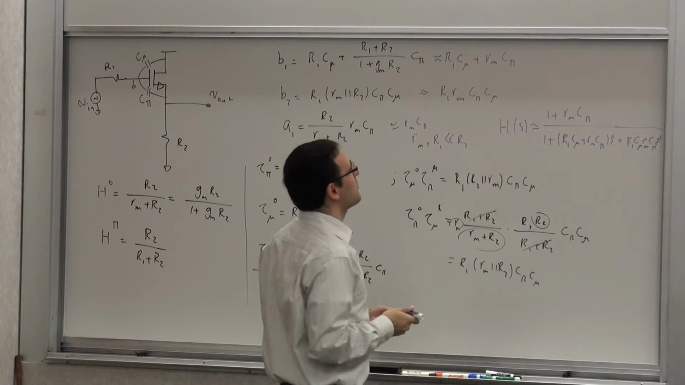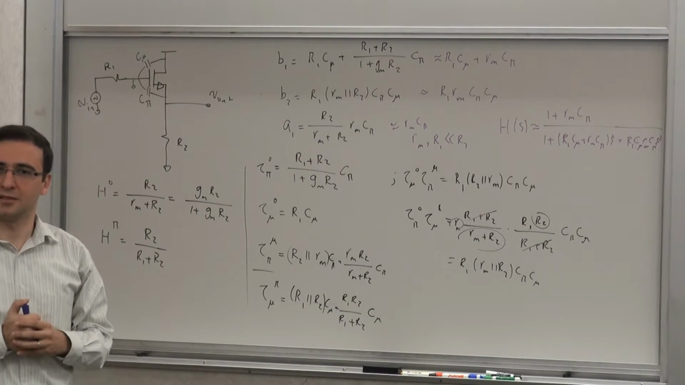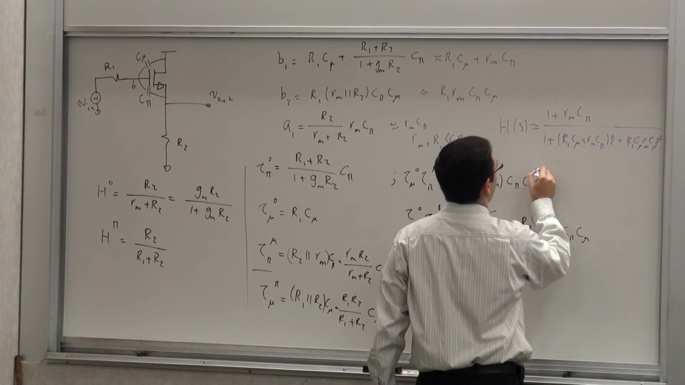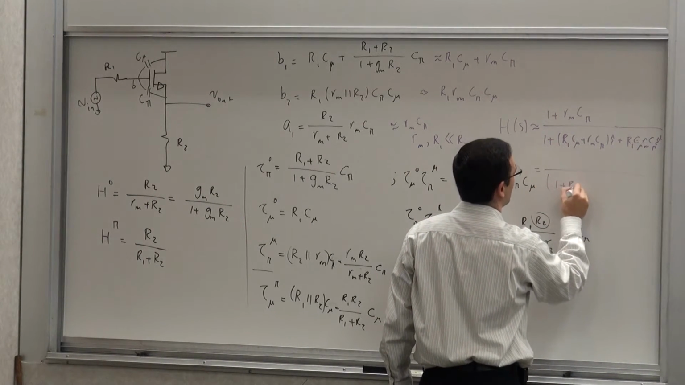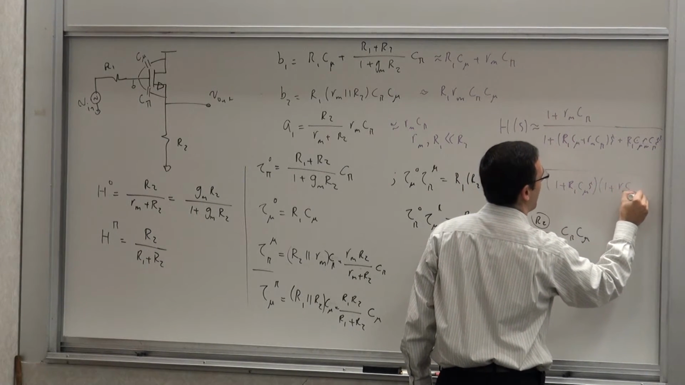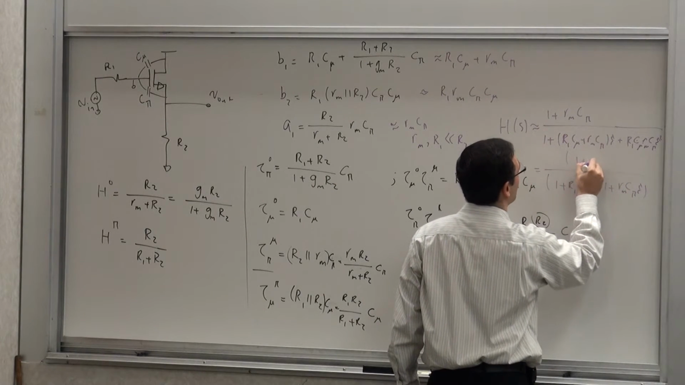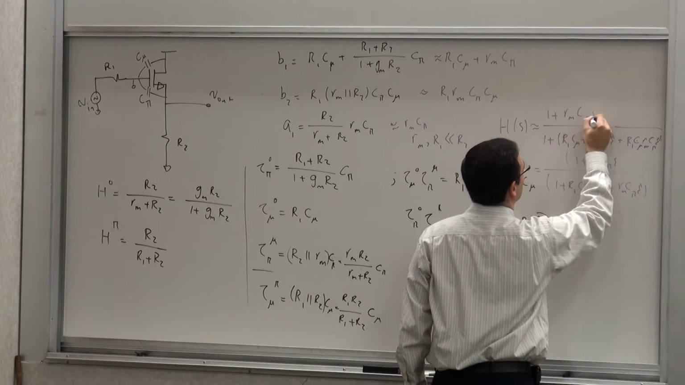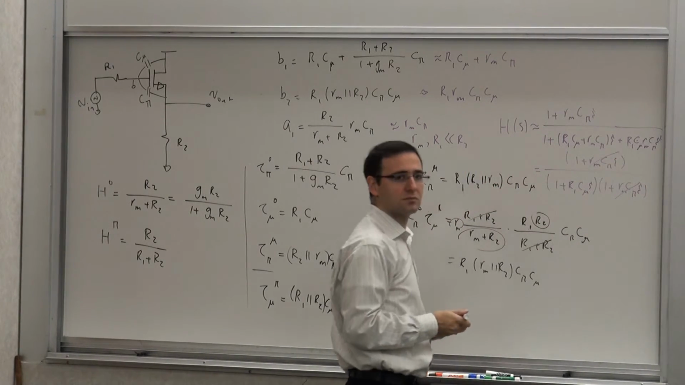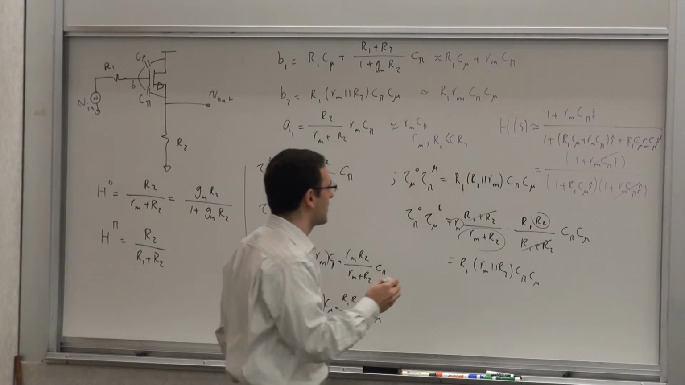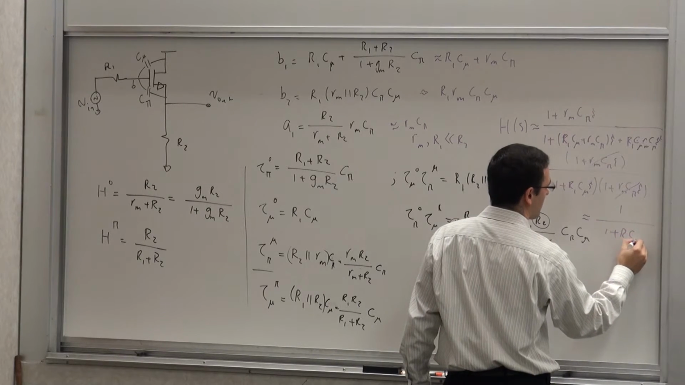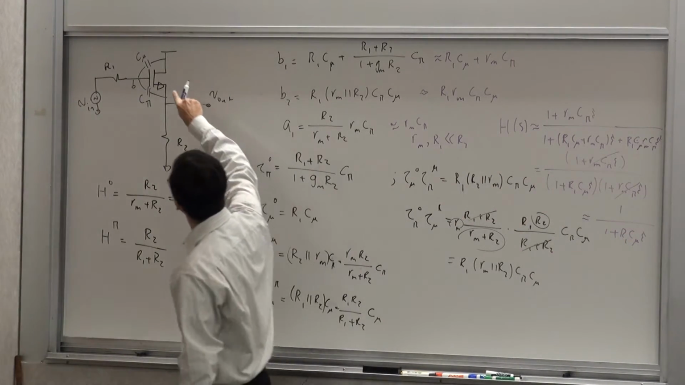Fine. But now I notice one thing about the denominator. It can be factored. So it can be factored as 1 plus R1 C mu S times 1 plus Rm C pi S. But the numerator is 1 over Rm C pi S to begin with, with this approximation. So these guys cancel. So I'm left with what? Effectively, in this case, 1 pole due to C mu and R1.